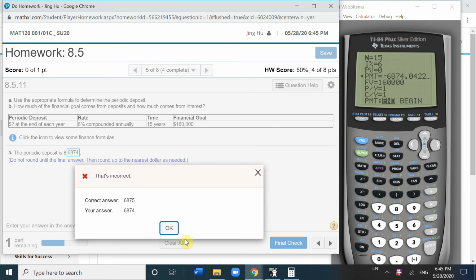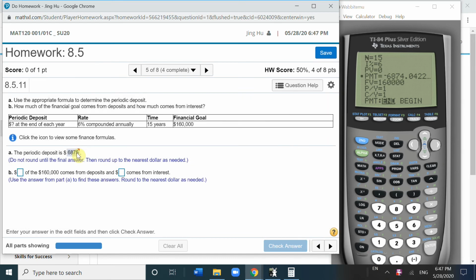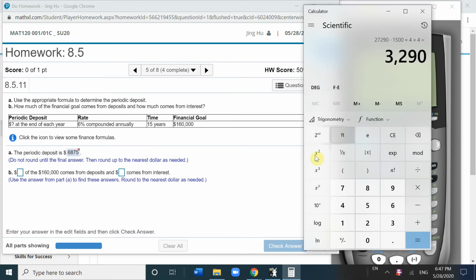So here, because of the rounding, I get 6874. The answer in the system is 6875. Because of the rounding, don't worry about that. You get this $1 difference, then your second one would be different too. For the second question, I just use the answer in the system.